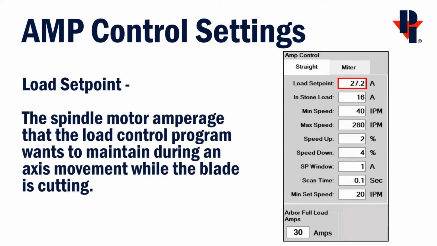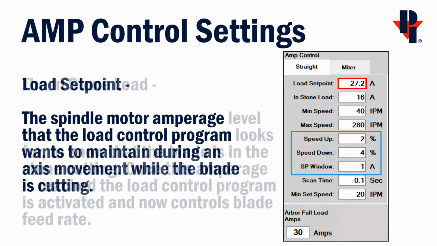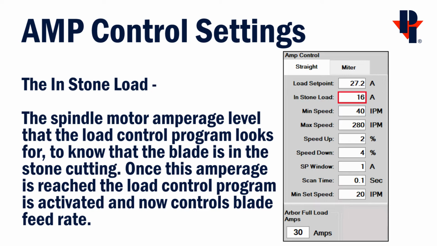The load set point is similar to setting the speed on the cruise control on your car. Some of the other parameters reference the load set point. The in-stone load setting is what actuates amp control. Amp control will only engage when the arbor motor draws more than the value set.